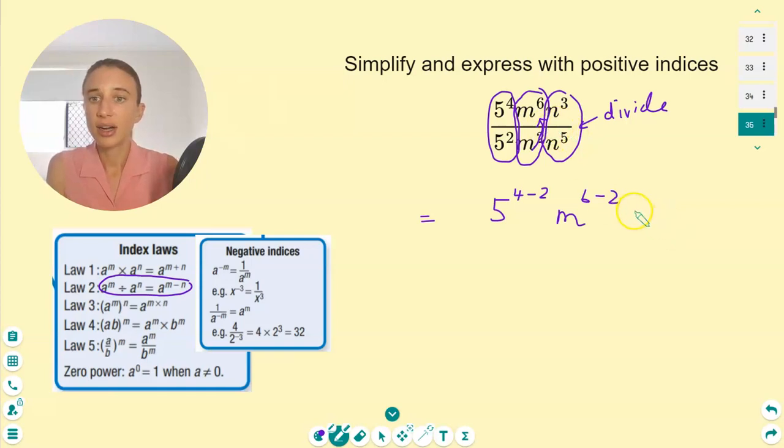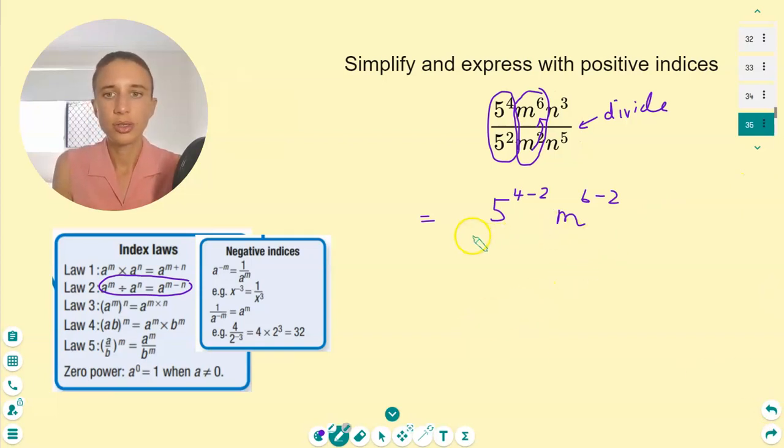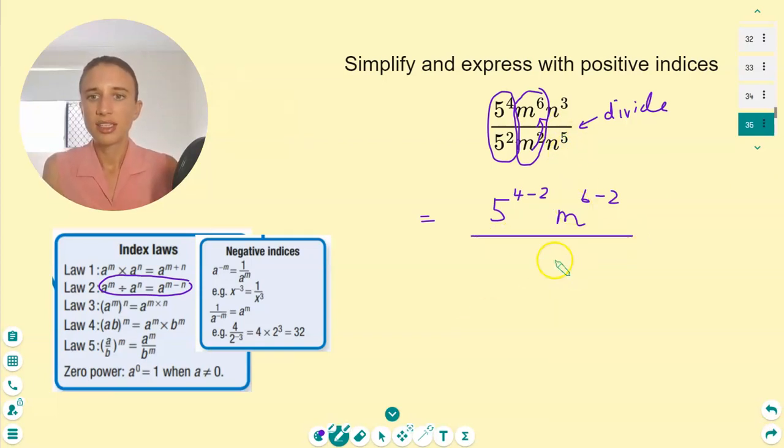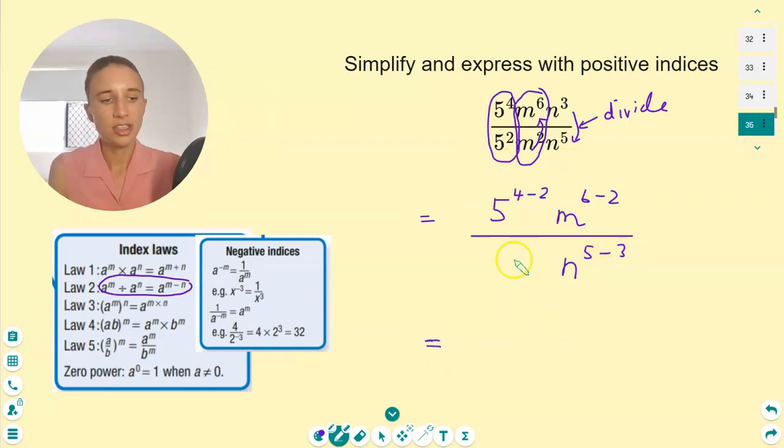Now, I could take the n like that, but I know that I'm going to end up with a negative number, and I just don't want to do that. So I'm going to leave the n to the 5 on the denominator and bring that n to the 3 down instead. So it was positive up here, it becomes negative down here. So we're taking away the powers. And let's check it out. Simplify that a bit. So 5 to the 2. 6 take 2 is 4, so m to the 4. And on the denominator, n to the 2.